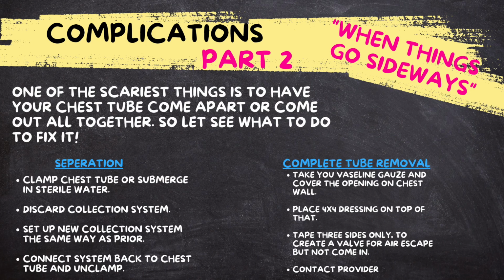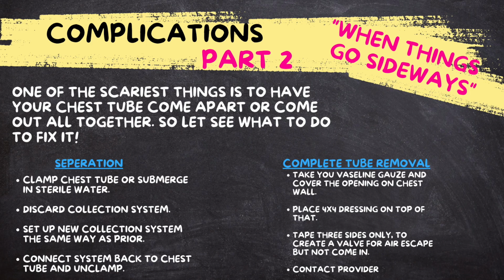So this is, your chest tube is still inserted in the patient and the collection tubing has just pulled apart, because in between you just basically have a 5-in-1 connector that connects the two. So they could have turned and just pulled that loose. So that's your separation. So separation is easy. There's two methods of thought here.